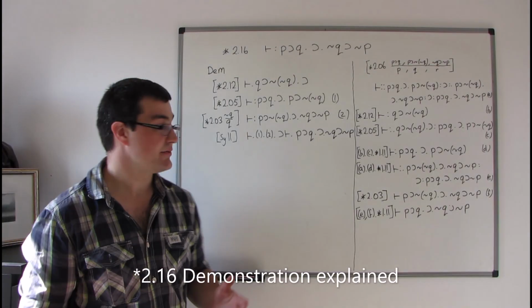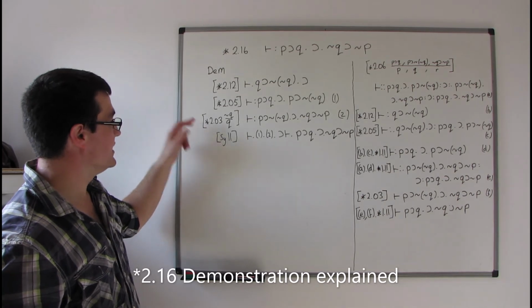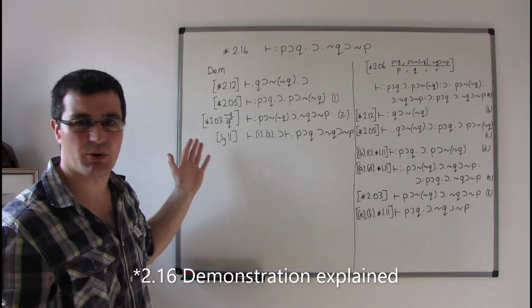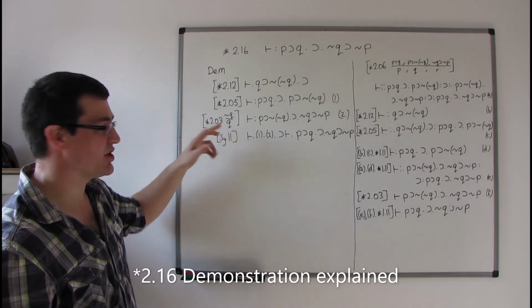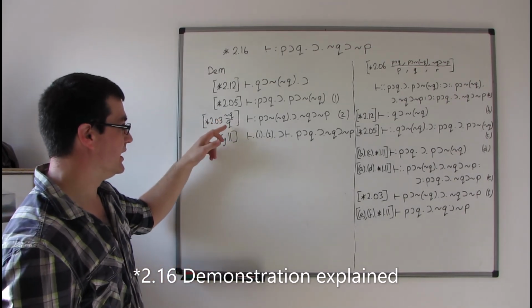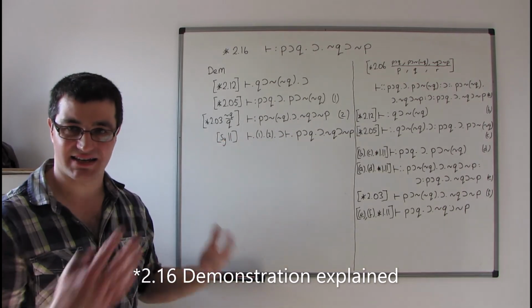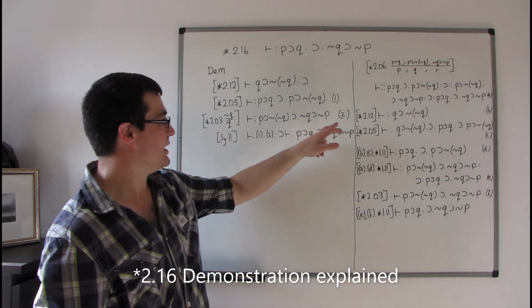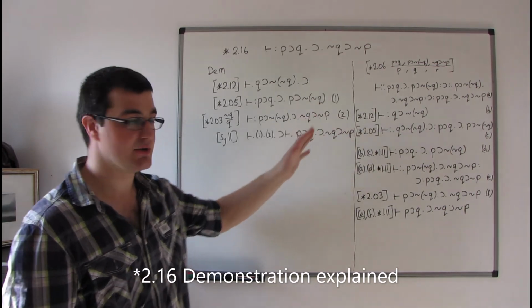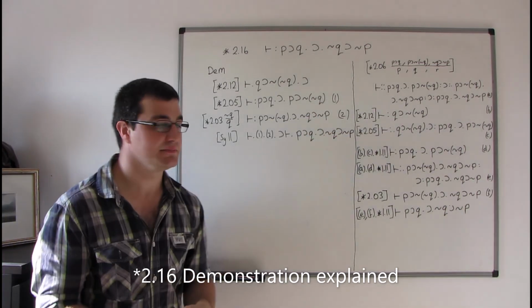So let's just have a look at the third line of this now, which is just a straightforward application of 2.03 with simply Q replaced with not Q. There's nothing really for me to say about this. It's exactly the kind of thing that we've seen already in previous demonstrations. We label this 2 because we're going to be using this in a second.